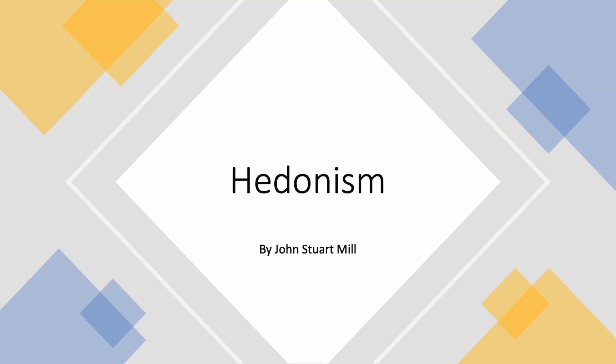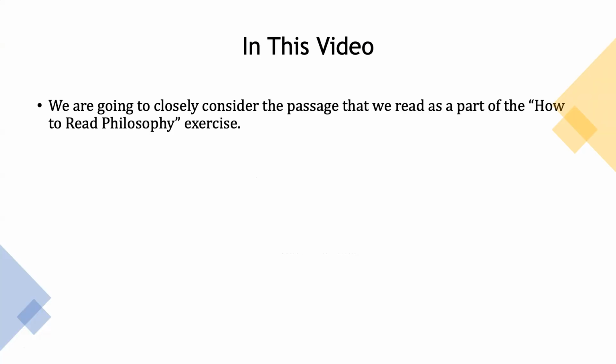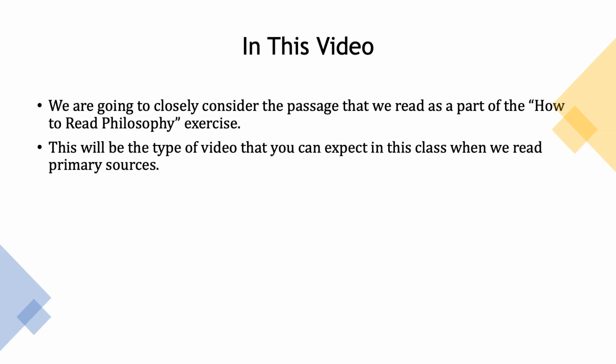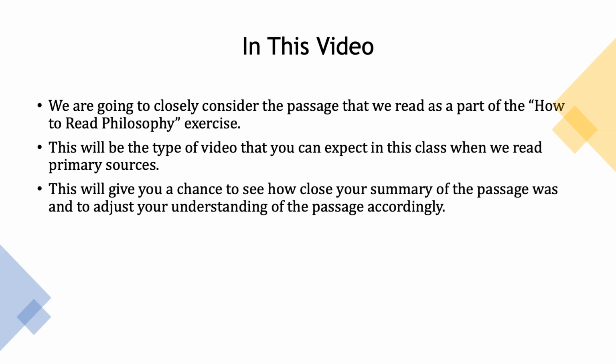Alright, this video is going to cover the paragraphs that we looked at from Hedonism by John Stuart Mill. In this video, we're going to closely consider the passage that we read as part of the How to Read Philosophy exercise. And this will be the type of video that you can expect in our class when we read a primary source. So I'm not going to leave you alone to try to figure it out on your own. There will always be a video that goes along with the second read to help you figure out how the passage is supposed to go.